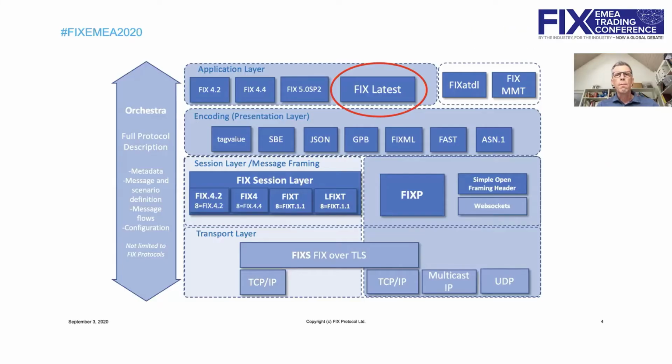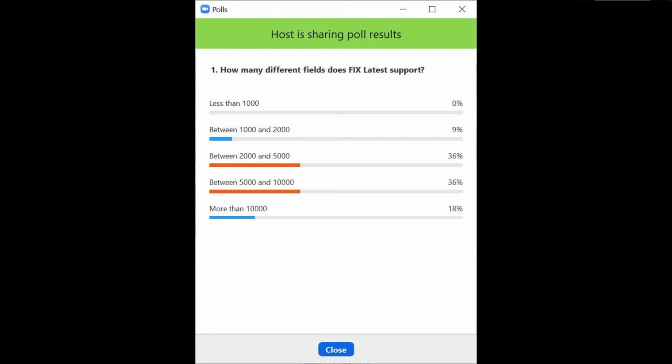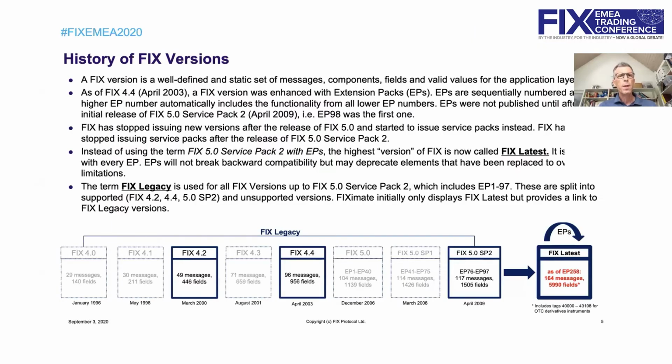Okay. Then the second poll is about the fields. How many different fields do you think FIX latest currently has? Give you a few more seconds to cast your vote. Let's see, we got some results here between 2,000 and 5,000, 10,000. That's pretty accurate. So let's move to the history of FIX versions.